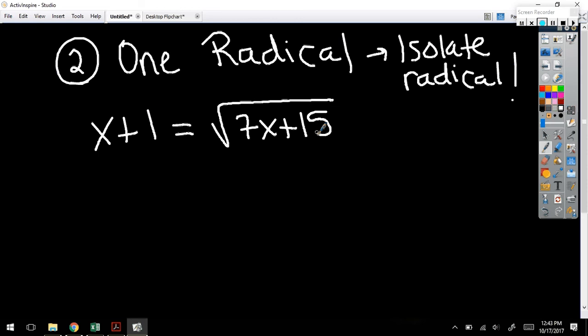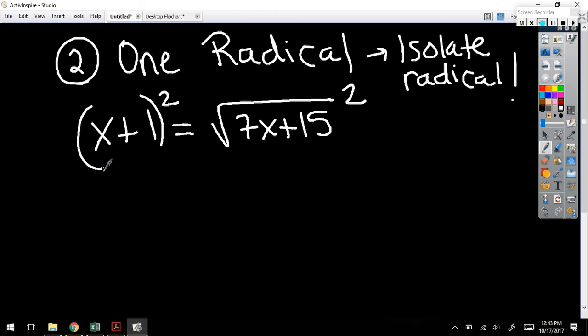Cut the difference. Is the radical isolated? Yes. Isolated means by itself. So I'm good to go to get rid of it. How do I get rid of that radical? Square it. Now, watch carefully. If I square this, I have to square this. But I'm squaring an entire side.